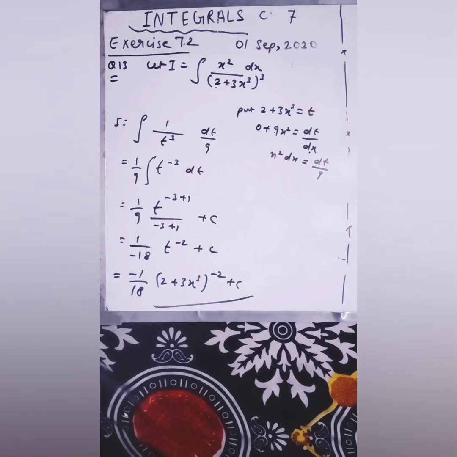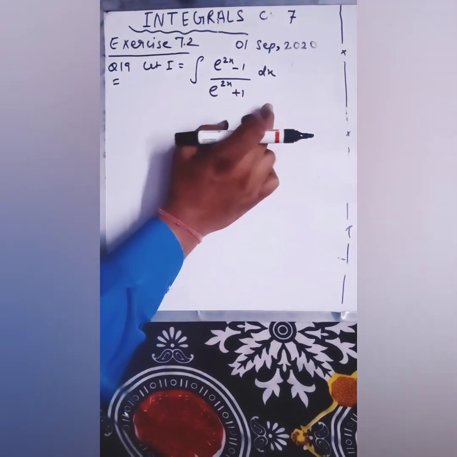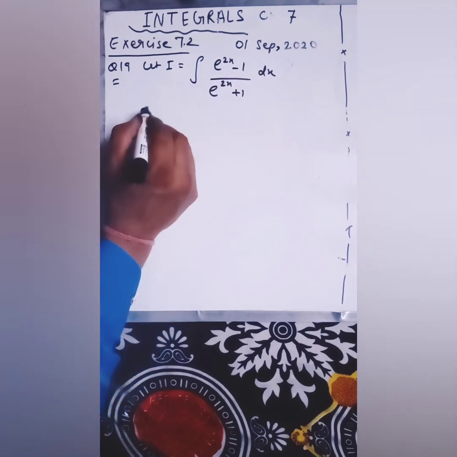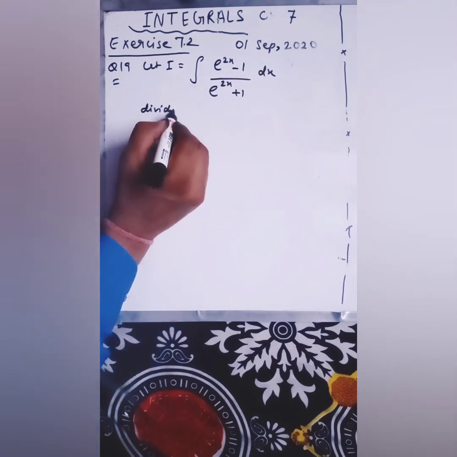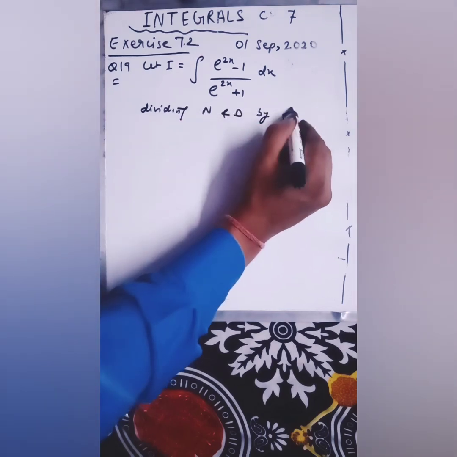So now I am solving question number 19. This is an important question also. Okay, see how you can solve this. Here what I am doing is dividing the numerator and denominator by e raised to power x.